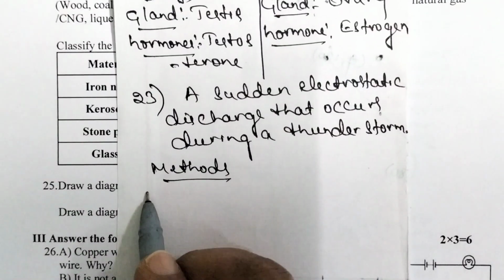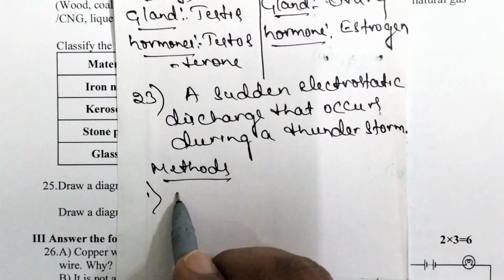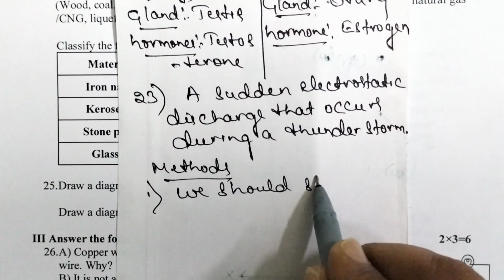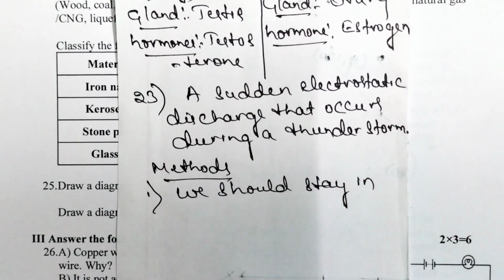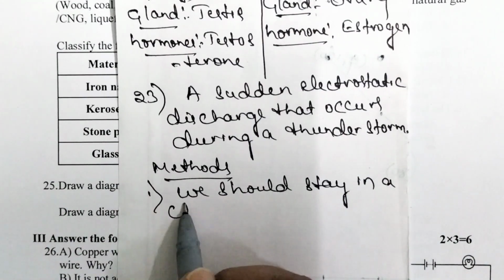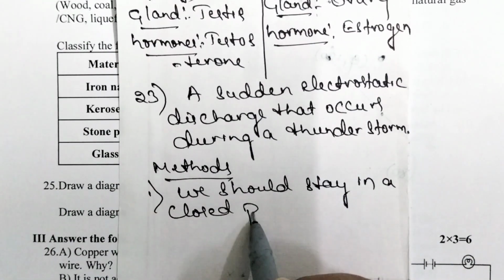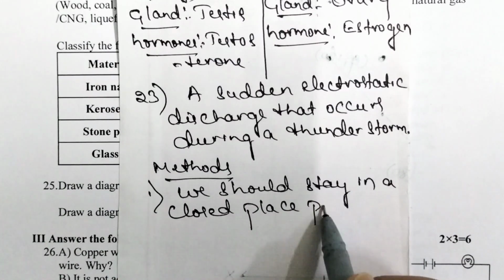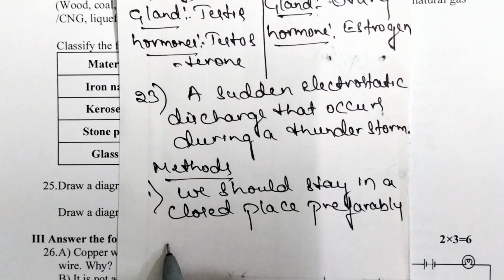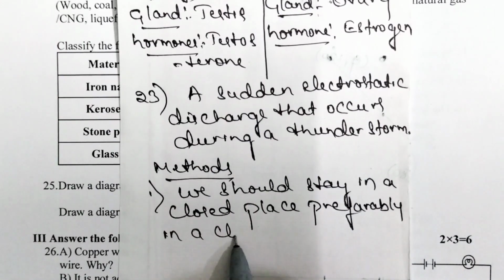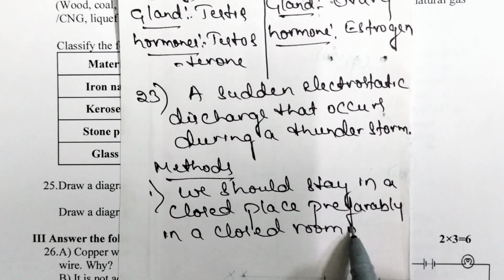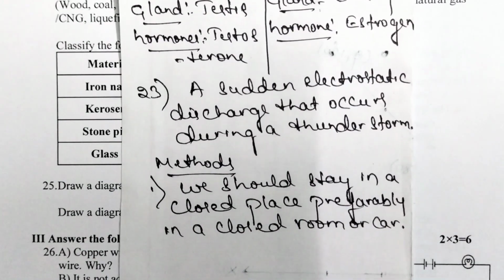So what are the methods we have to follow during lightning? We should stay in a closed place, preferably in a closed room or car. This is the first method.